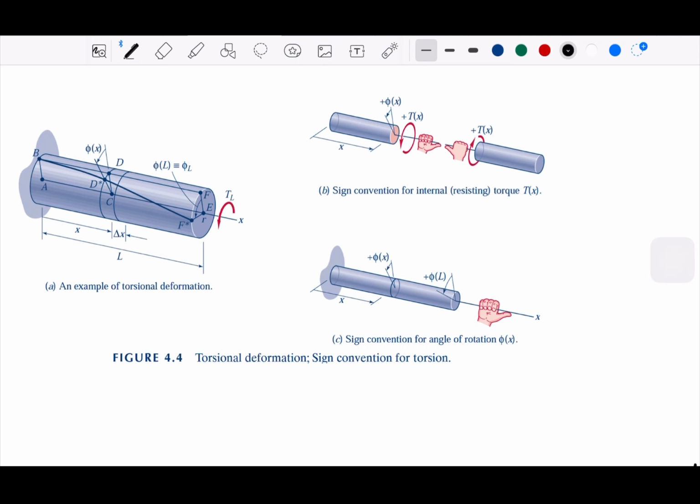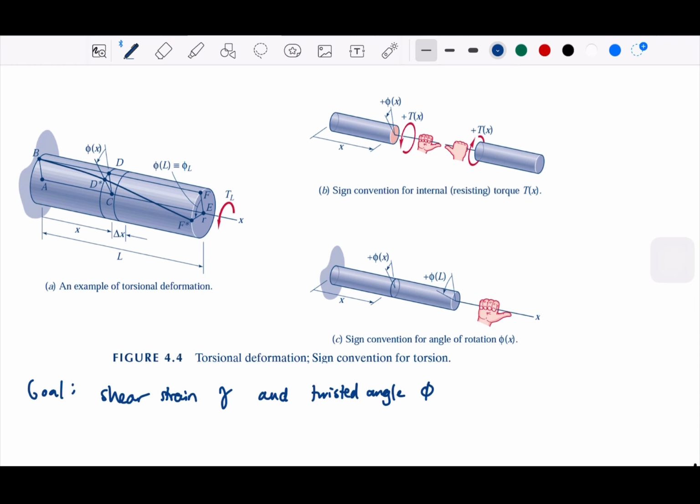So our goal now is to relate the shear strain and the angle, or the twisted angle. Okay, that's our idea.